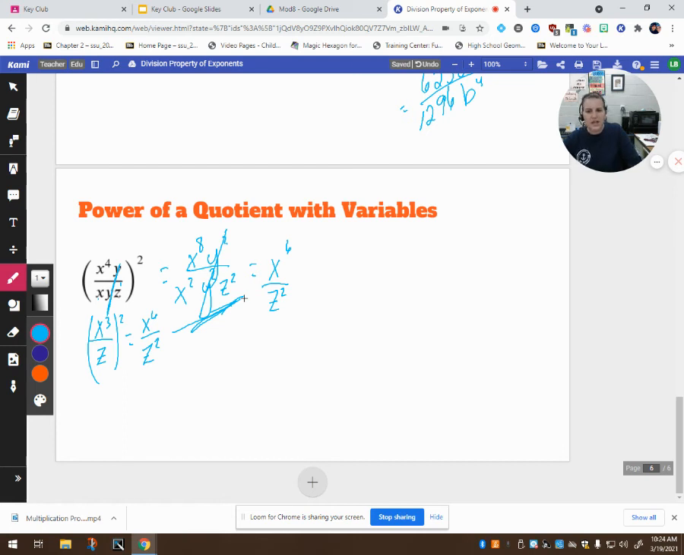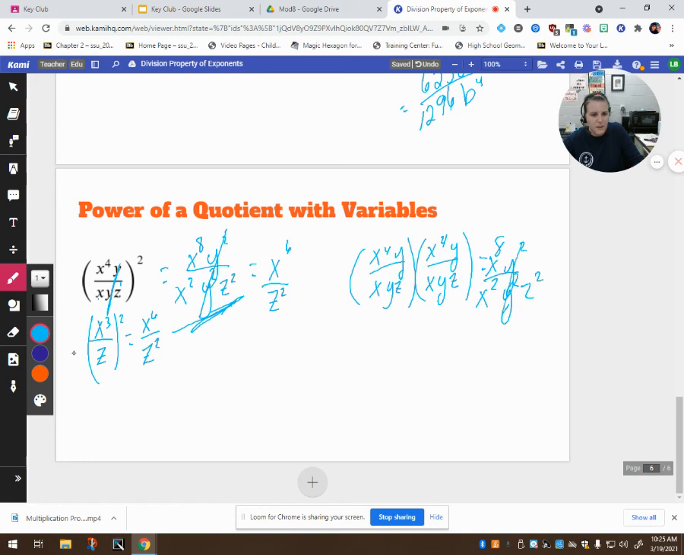And I do want to remind you again, the fact that this power is squared means that what I have inside there, x to the fourth y over x y z, I have that multiplied by itself twice. So there's also another way that we could write this out and do it. On top we have how many x's? We've got 4 and 4 make 8. So we've got x to the eighth. I've got 2 y's. On the bottom, I've got x twice, y twice, and z twice. Those cancel again. Now we can subtract: x to the sixth over z to the second. No matter which way we go about doing the problem, we will get the same answer.